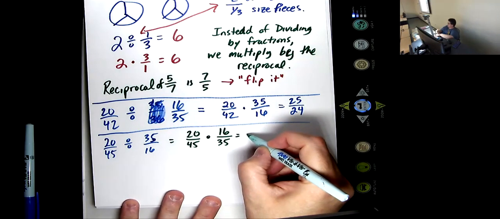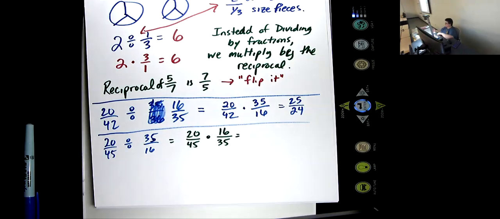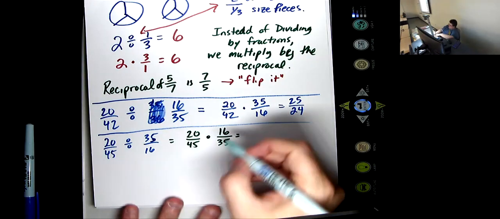Everybody else, what do you see when you see 45? What do you think of multiplies together to make 45? 5 times 9.